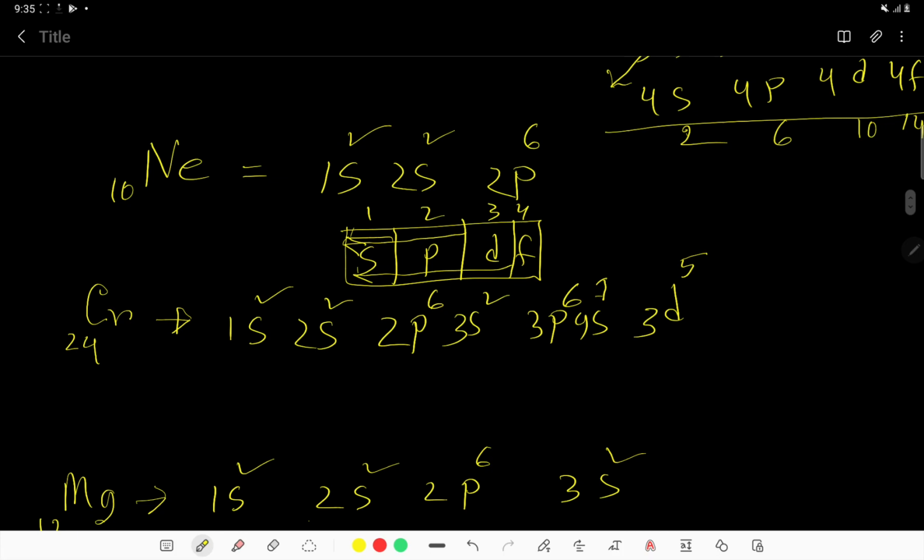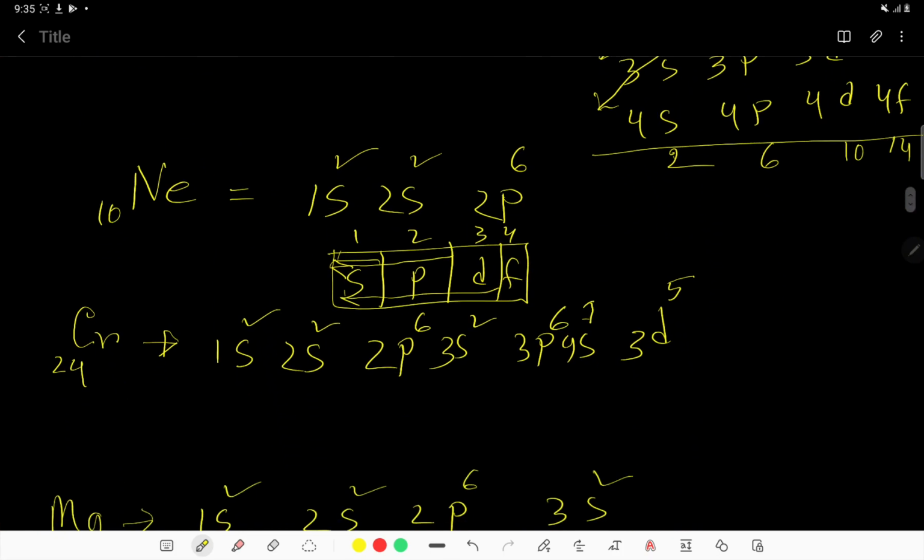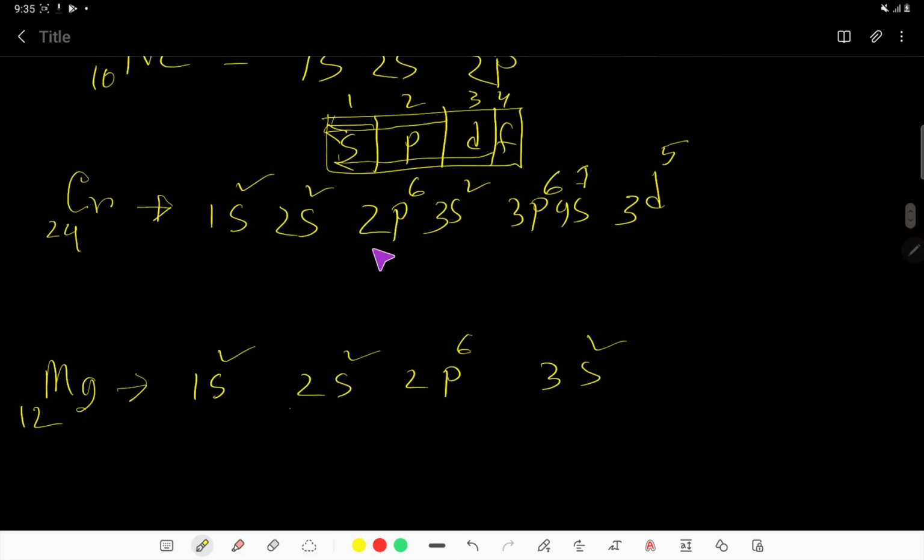So what is the best way to write electron configuration? The best way to write electron configuration is like this. You have to remember this sequence: SS, PS, PS, then DPS, DPS, then FDPS, FDPS, FDPS. There is no limit for FDPS. So thank you for viewing this video. Be well.